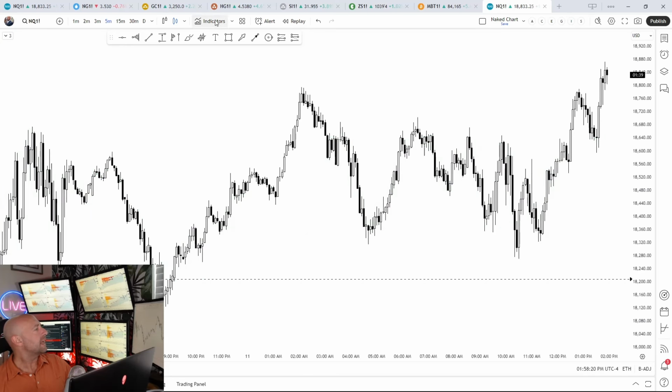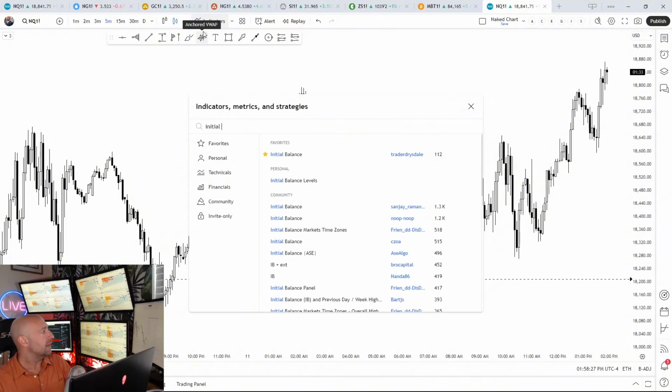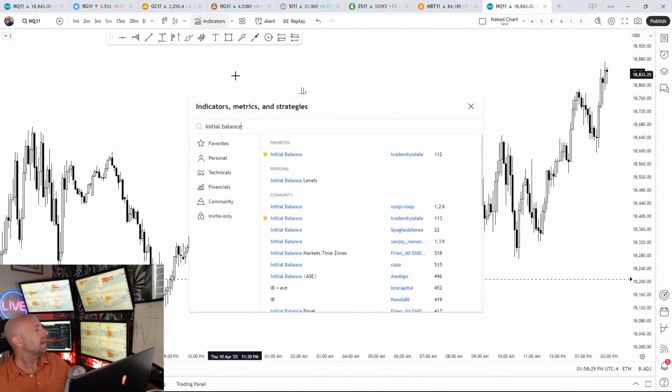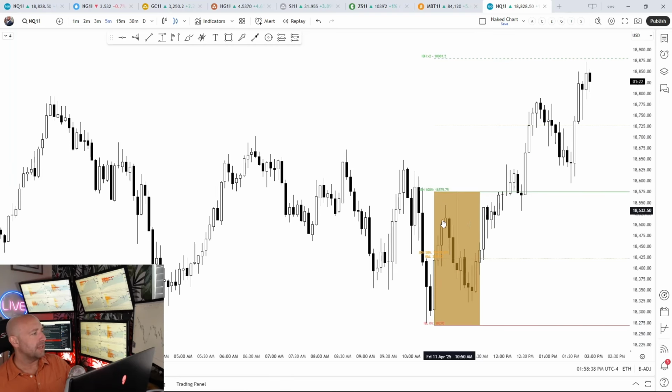All right, the next indicator I'm going to show you is my personal initial balance indicator. If you type in initial balance, you're going to select this one right here by me, Trader Drysdale. That's going to plug it right on the screen. It's showing you today's initial balance.